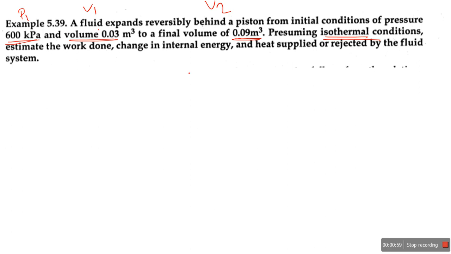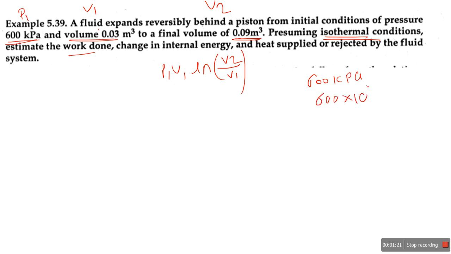So we simply use the formula for work done, P1 V1 ln V2 upon V1, because both volumes are with us and only one pressure, that is 600 kilopascal. That pressure is in kilopascal, so first convert it into Newton per meter square. Kilo is 10 raised to 3, Pascal is nothing but 1 Newton per meter square. So pressure is with us, volume is with us, so we can easily calculate work done.